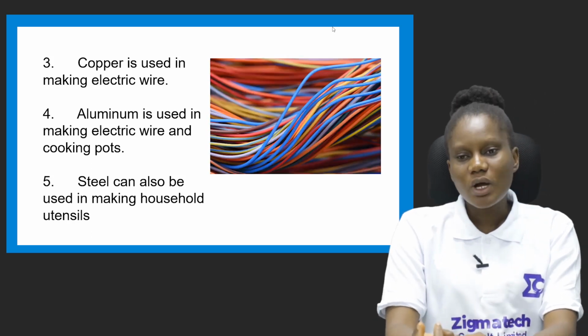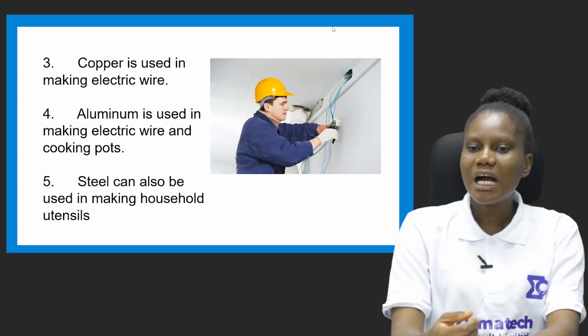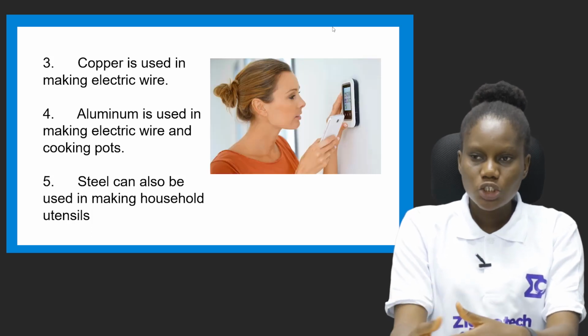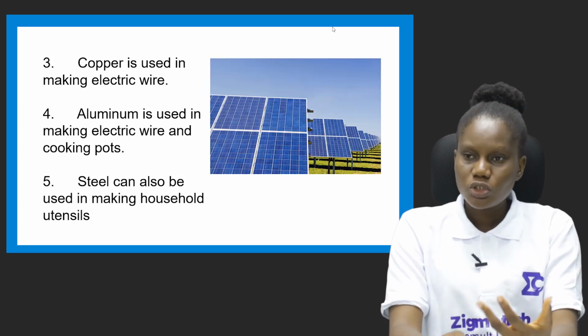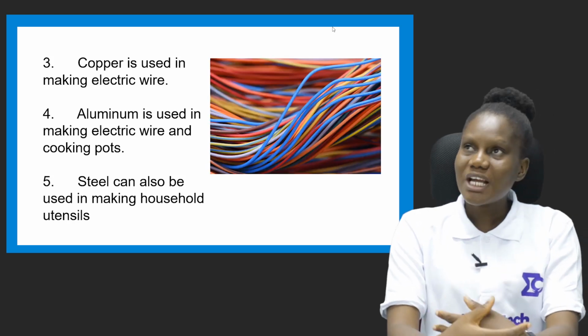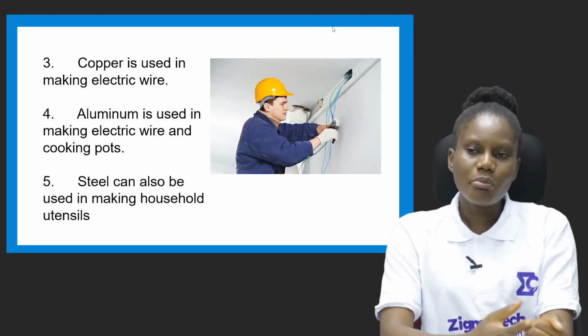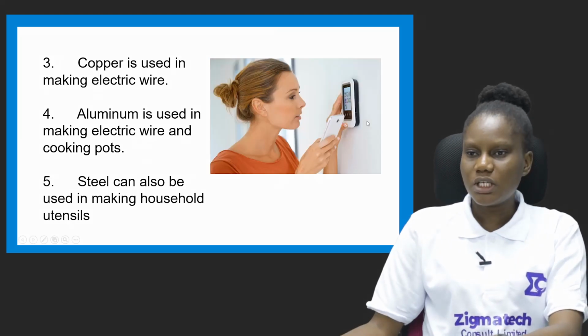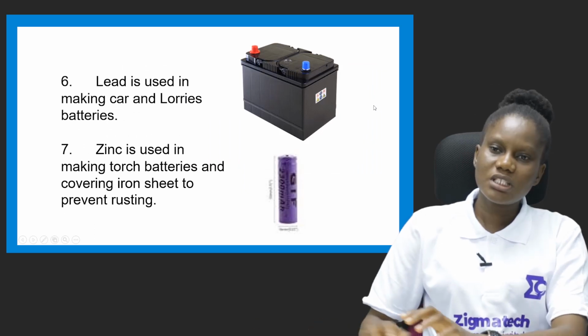And number 5, steel can also be used in making household utensils such as your pots, such as your oven, such as your spoons. They are all made from steel. You have number 6, lead.